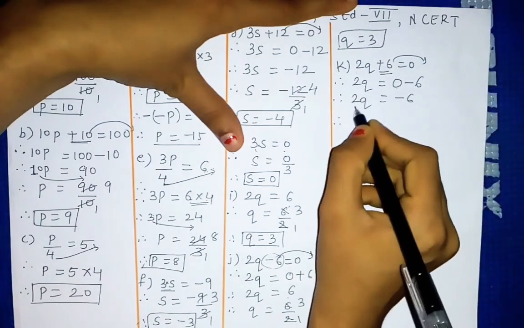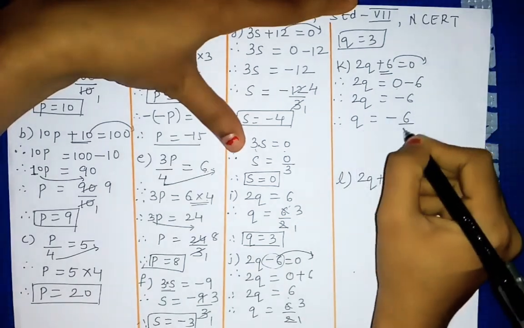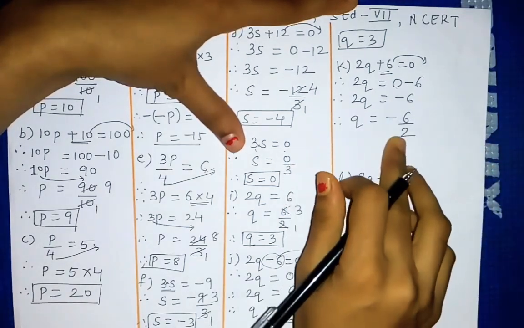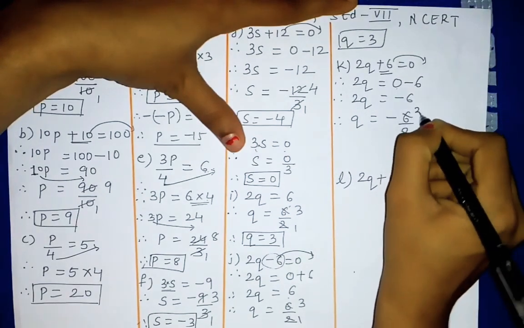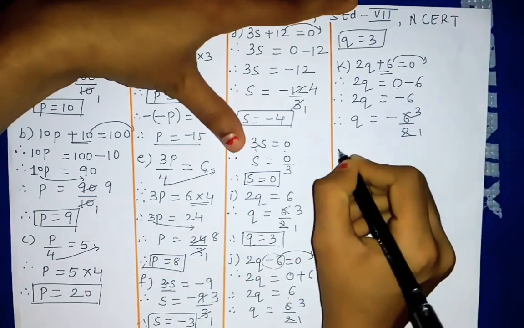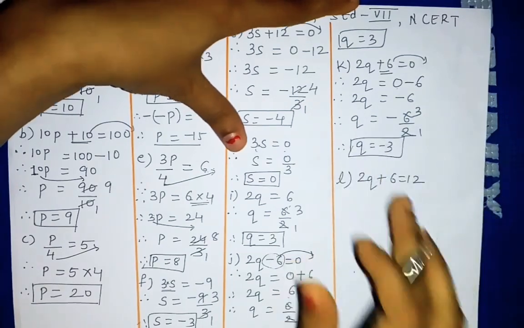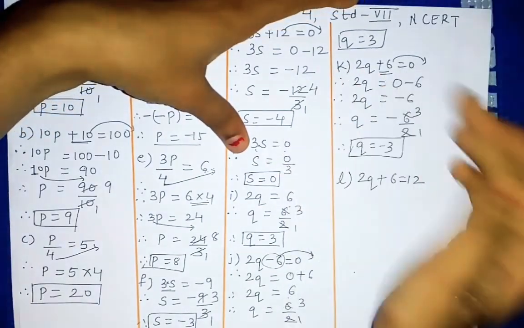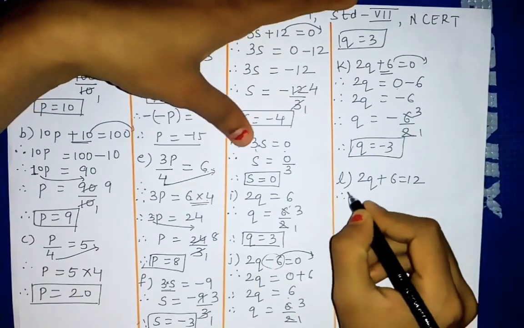Now this 2 we have to remove. This 2 is in multiplication. So again it will go in division. So it will go down. This 2 I have taken here. So 2 ones are 2 and 2 threes are 6. Minus 3 is left. So q equals minus 3 is our answer. So this is the answer. Now moving ahead to the last sum.